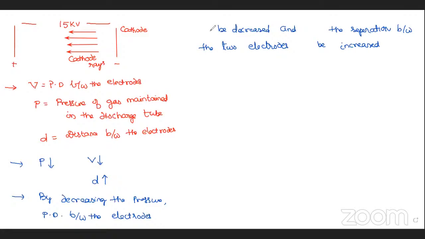Sir, can you tell once again why the distance will increase? Yes, sir, same logic. With the decrease of pressure, the number of obstacles will be less, meaning they can easily reach the other electrode by traveling even more distance. Okay, sir. If obstacles are less, there are fewer chances to reduce their velocity. Yes. So they can happily reach even with increased separation between the two electrodes.